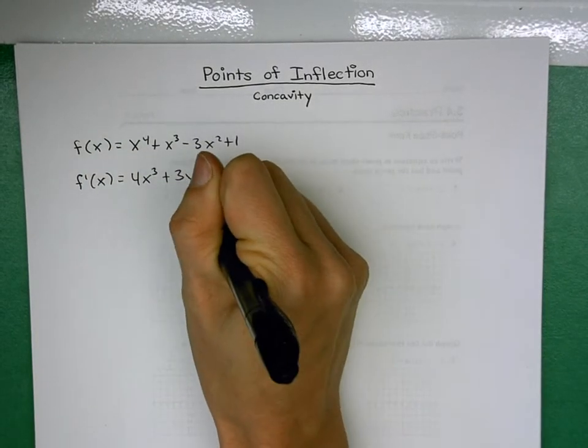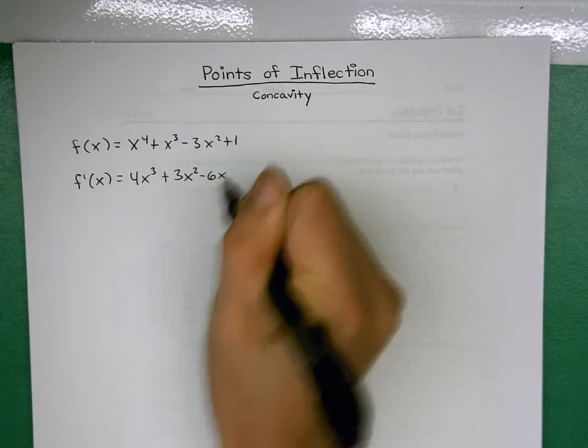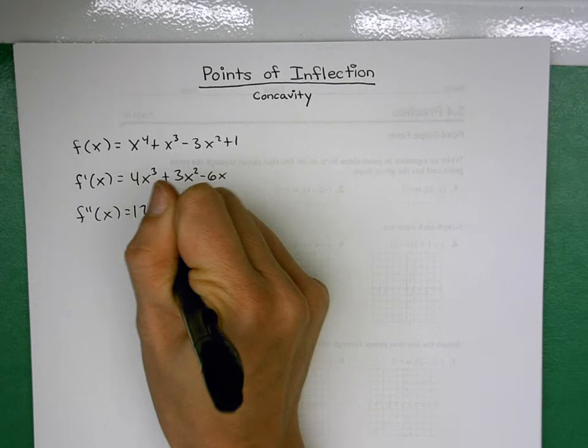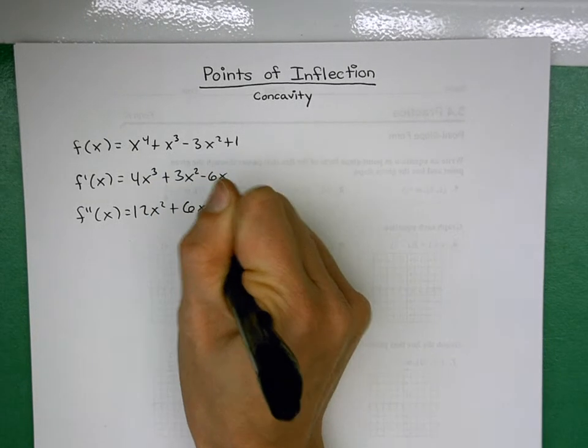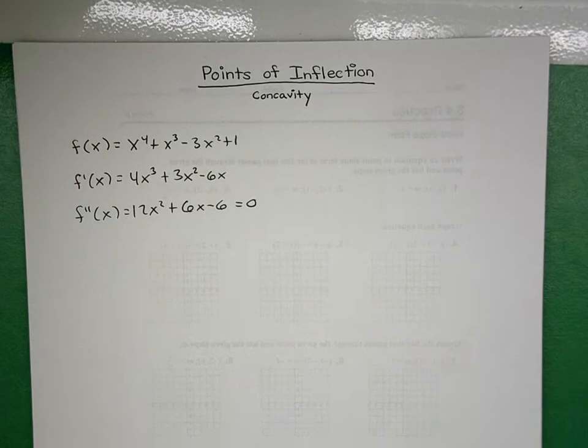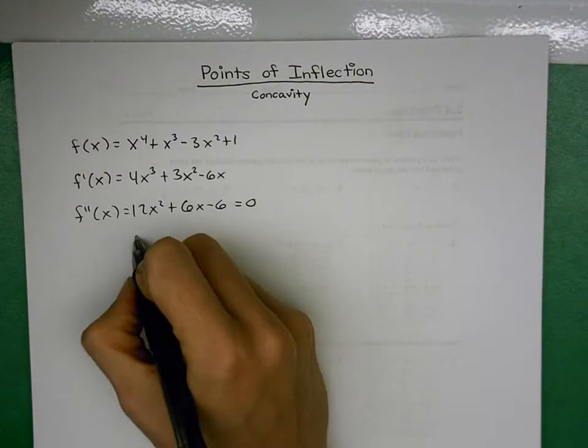So our first derivative would be 4x cubed plus 3x squared minus 6x. Our second derivative then would be 12x squared plus 6x minus 6. We'll set that equal to 0 to find potential points of inflection.